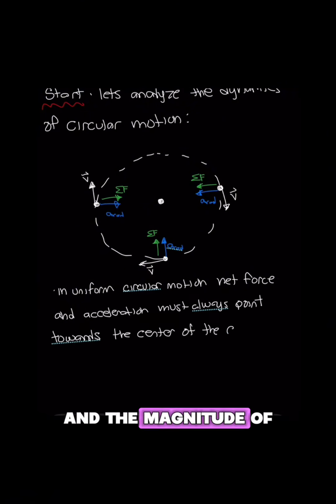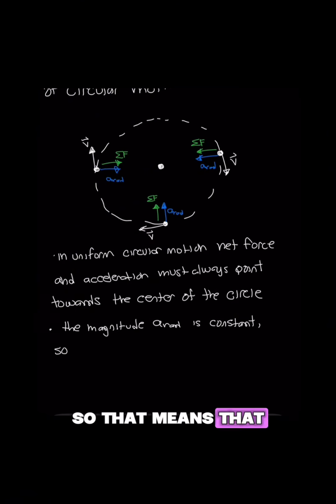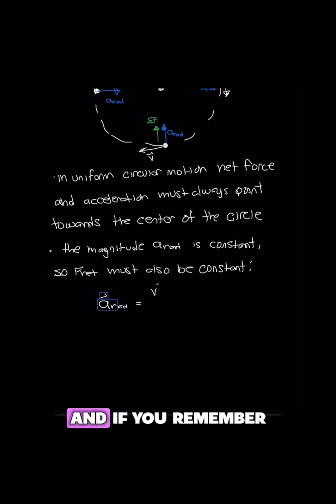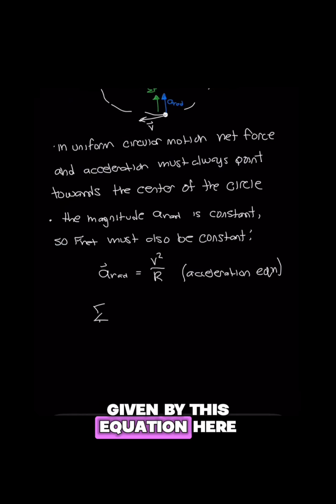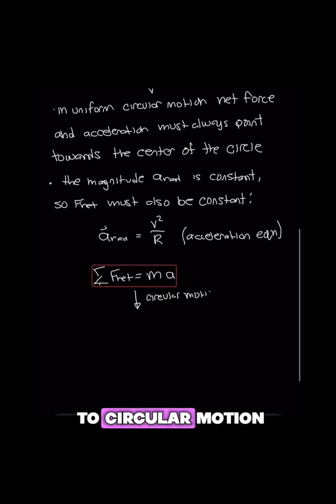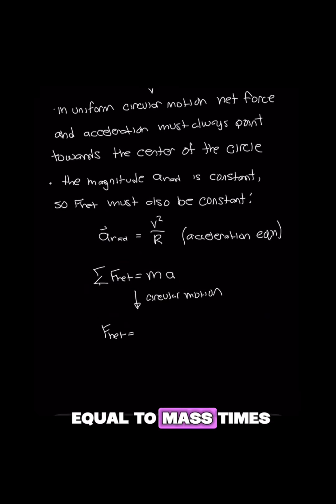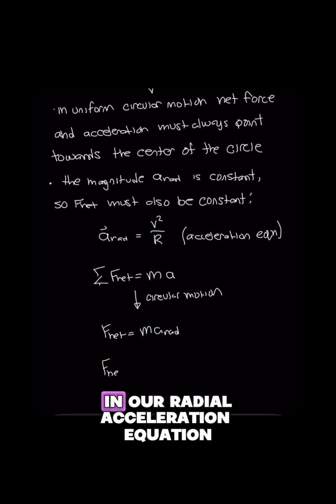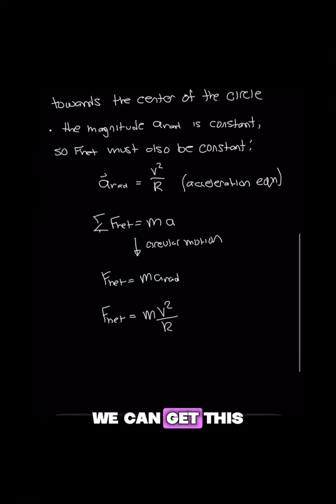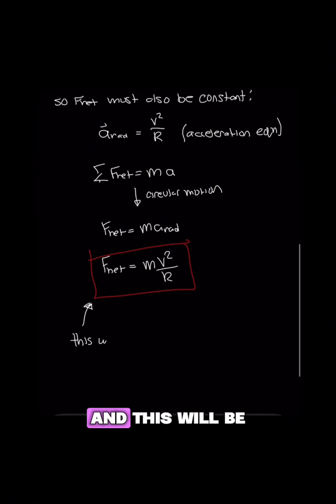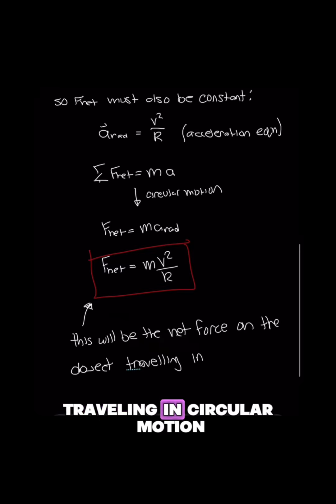And the magnitude of a_rad is constant, so that means that the net force is also going to be constant. And if you remember, the radial acceleration is given by this equation here. By Newton's second law applied to circular motion, we get F_net equal to mass times radial acceleration. And if we plug in our radial acceleration equation, we can get this equation here for the net force. And this will be the net force on the object traveling in circular motion.